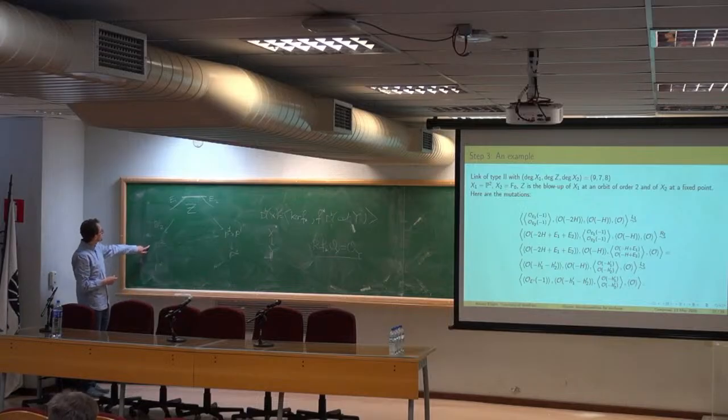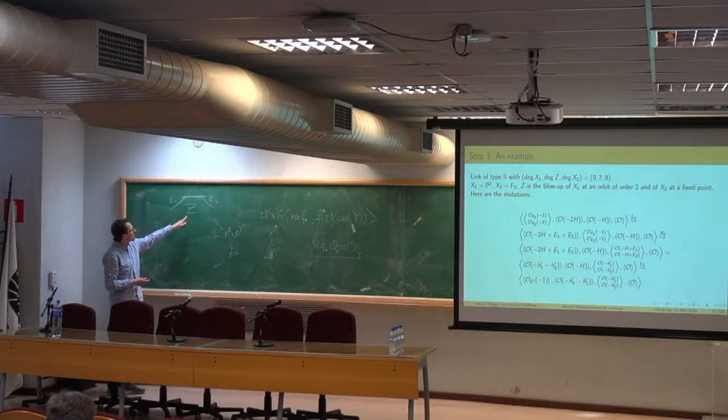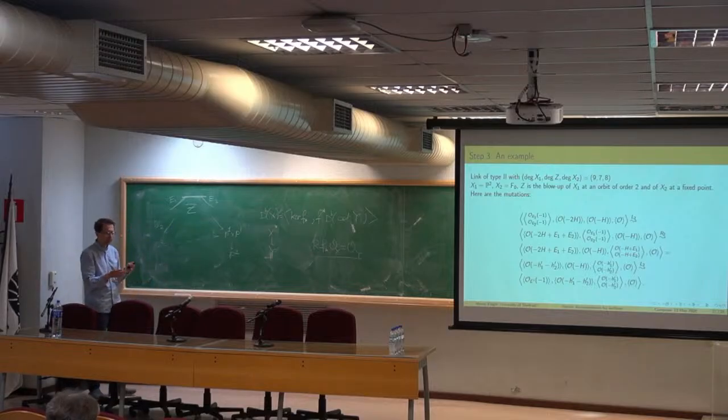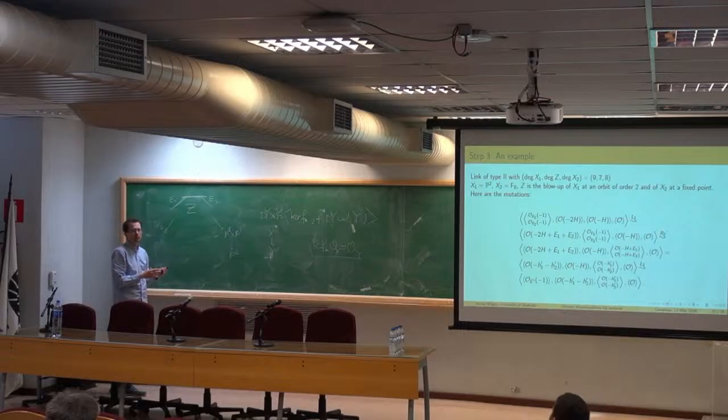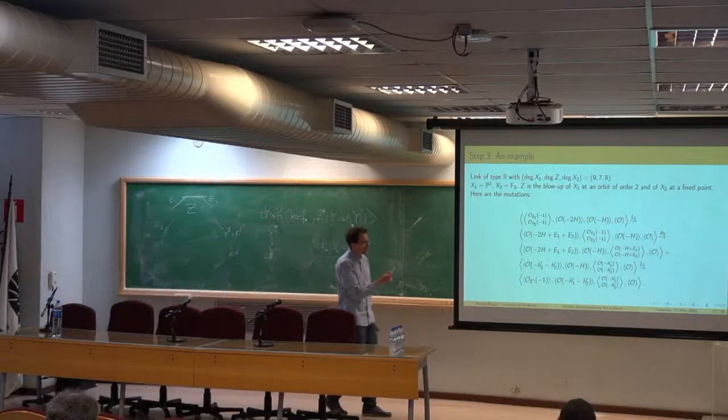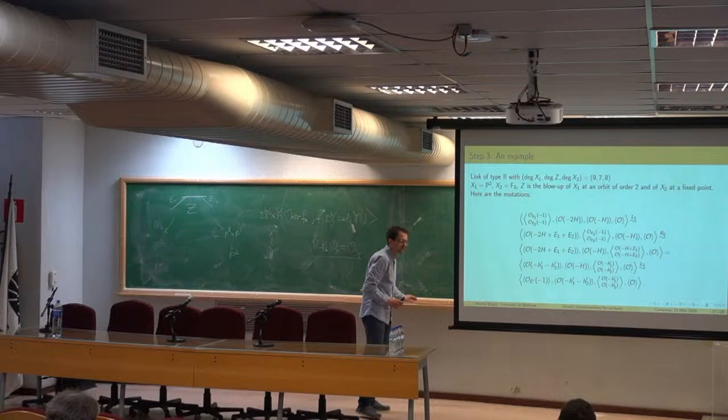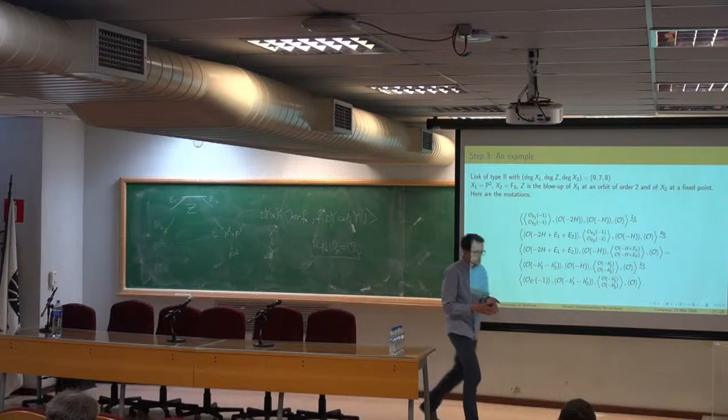Then I can pull back a decomposition from P2 on Z and pull back decomposition on this to Z. Then I get 2 different atomic decompositions on Z, and I have to prove that they are mutation equivalent. Here on the slide you can see a chain of mutations that transform one decomposition into another.